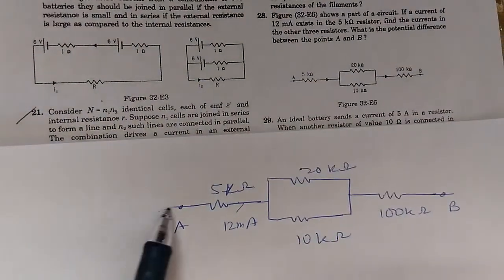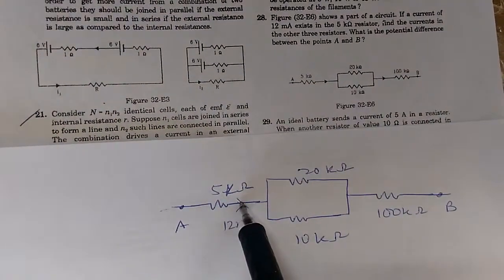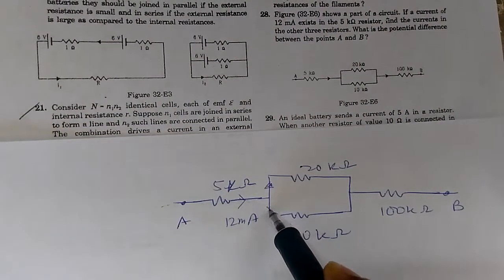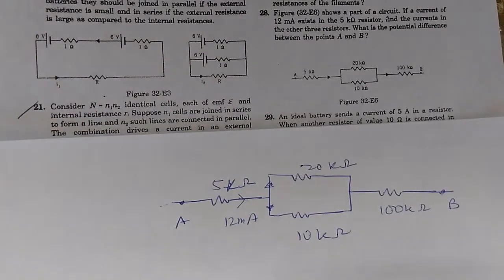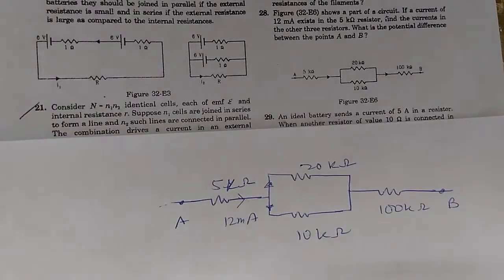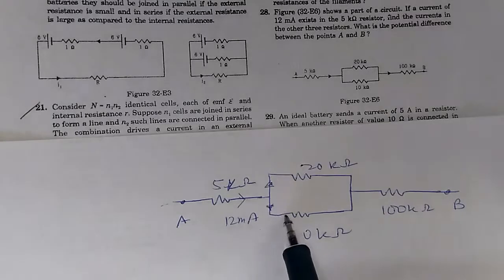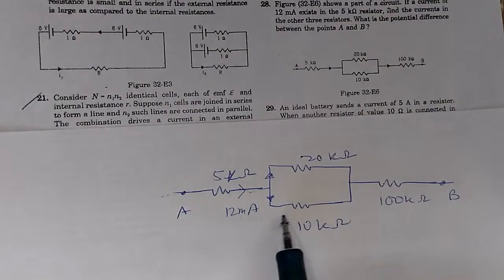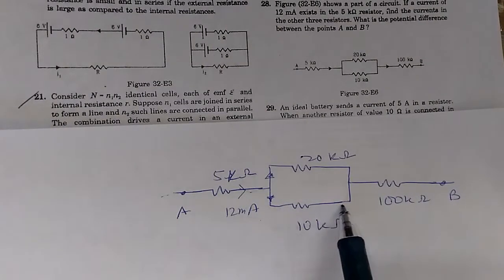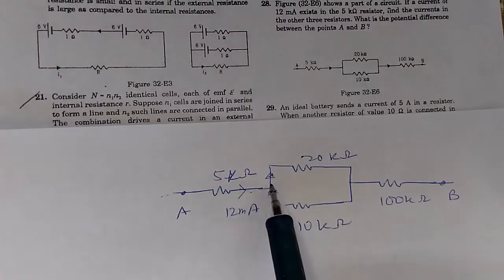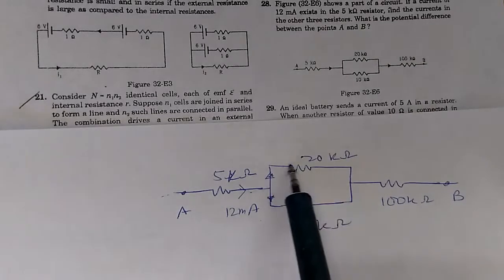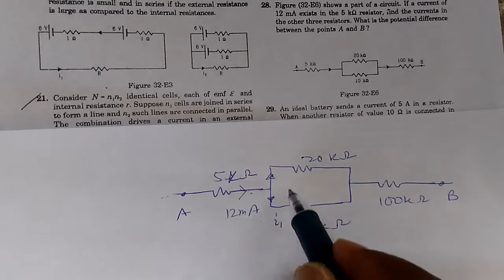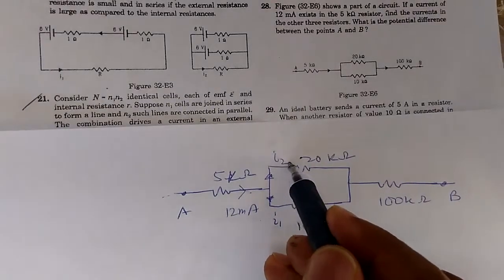Now when the 12 milliampere current comes from here, a part of this goes in this branch and another part goes into this branch. These currents will get divided in the ratio of these resistors. If the resistance is smaller, more current will flow. If the resistance is higher, less current will flow. Let us say this current is I1, and this current is I2.